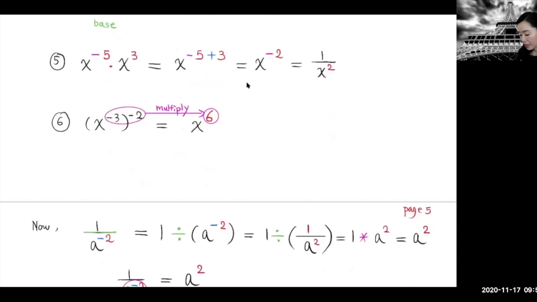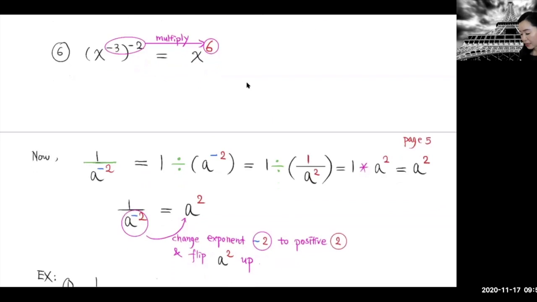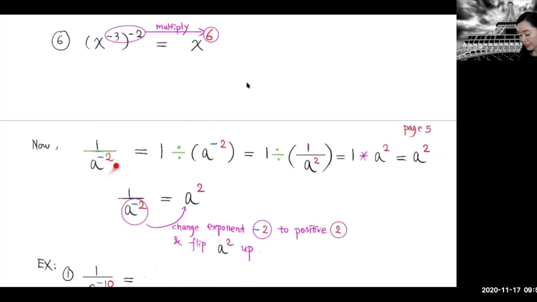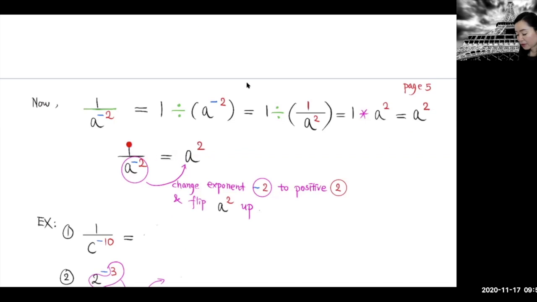The next one over here. This time we have a negative exponent, but it is in the denominator down here. Remember, that's the division side. So it's 1 dividing by a to the negative second power. Now, a to the negative second power is 1 over a squared. Dividing by this is the same as multiplying by its reciprocal. The reciprocal of this is just a squared, so it is equal to a squared. In the future, we can go straight from 1 over a to the negative second power: you take away the negative sign in the exponent and flip the a squared up. Change the negative exponent to positive and flip it up.